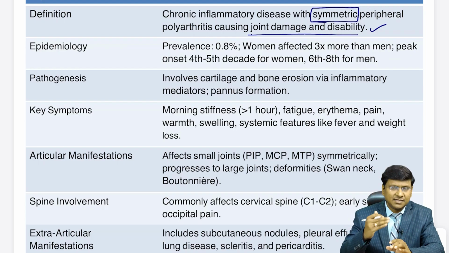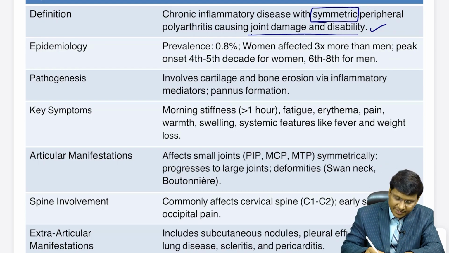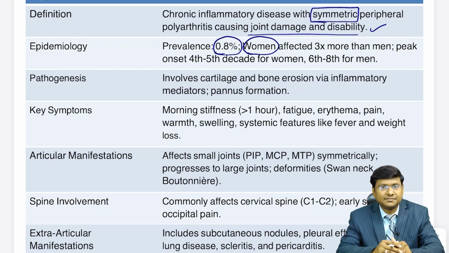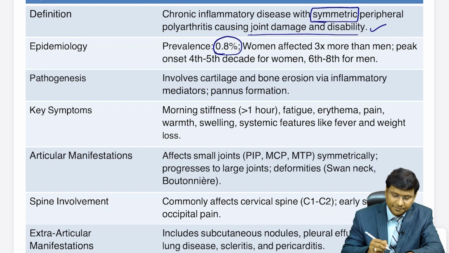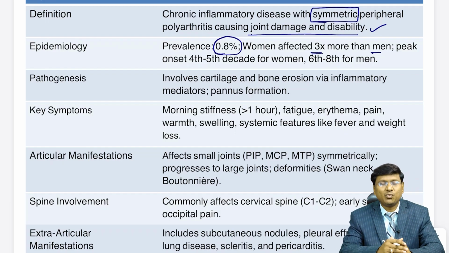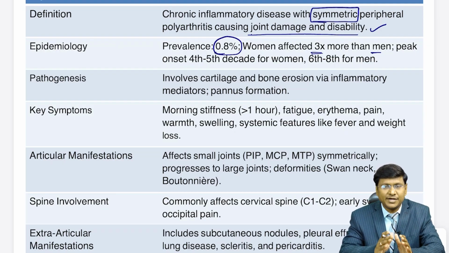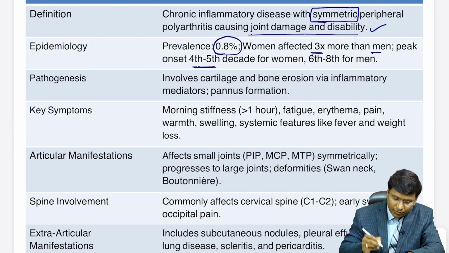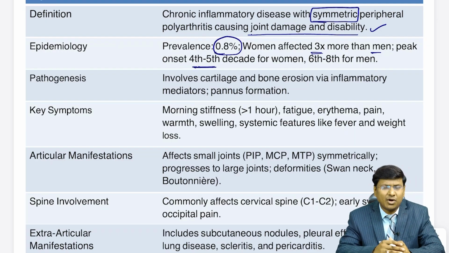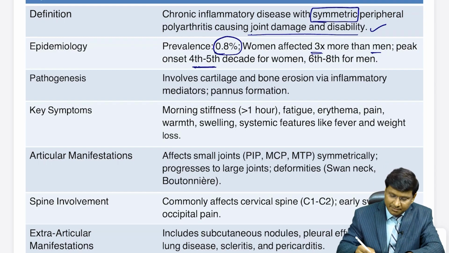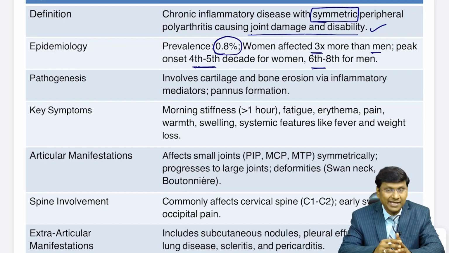Now, what is the incidence of this rheumatoid arthritis? It is more common in women, and the percentage is around 0.8%. It is almost 3 times more common in women than in men. And what is the age group at which it is very common? It is very common in the 4th to 5th decade. It is also observed in men, but in men it is around the 6th to 8th decade.